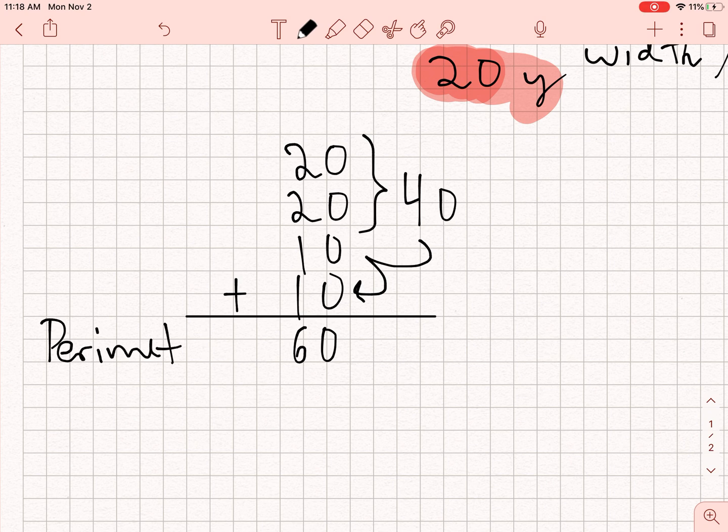I'll even write that out. Perimeter equals 60 for this shape. We might even write this as P equals 60. All right, that's what perimeter is. I'm going to have you do a little practice in the next video along with me.